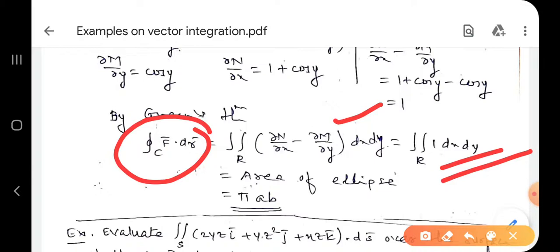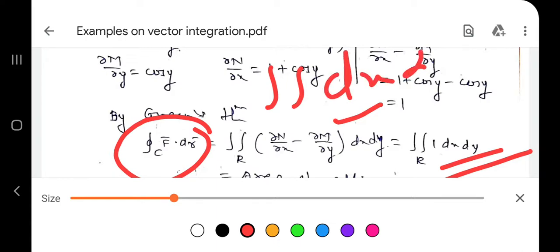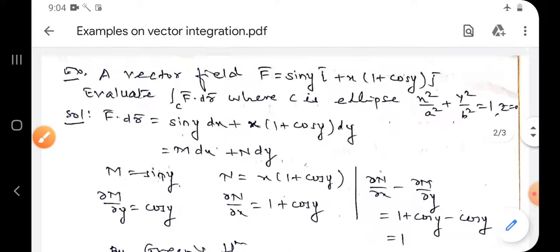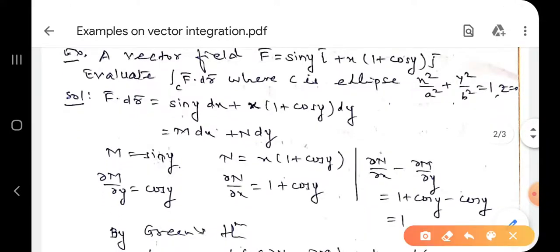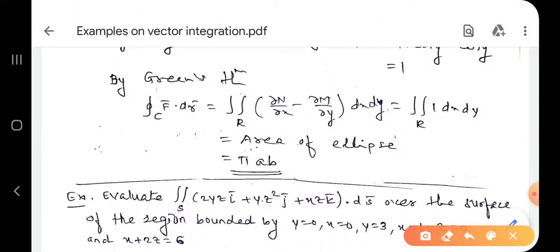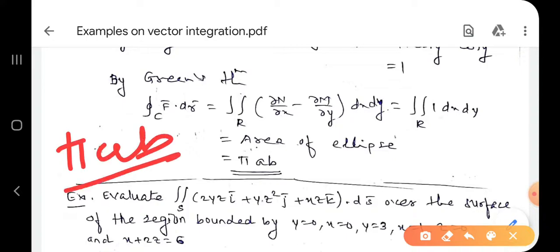Correct? 1 is constant and the remaining part, double integration dx dy, is equal to what? Area of ellipse, because the given curve is an ellipse. Here you can check our given curve is an ellipse. That's why I write there area of ellipse. If a circle is there, we write area of circle. But here an ellipse is there and we know area of ellipse is pi AB. So our answer is pi AB.